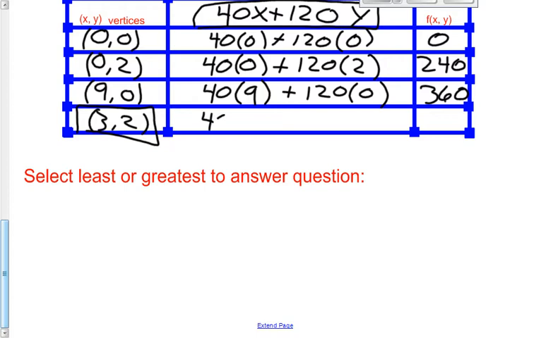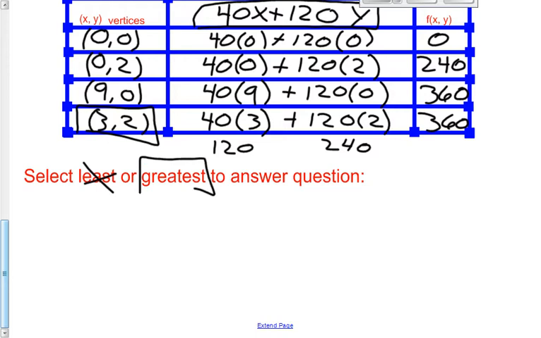He does 3 mowing jobs, 40 times 3. Plus, he does his 2 pruning jobs that his schedule allows, 120 times 2. 40 times 3 is 120. 120 times 2 is 240. 120 plus 240 is 360. So let's select the greatest or least to answer the question. And in this one, he wants to maximize, so let's pick the greatest.